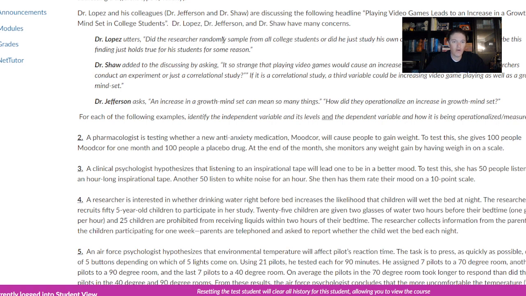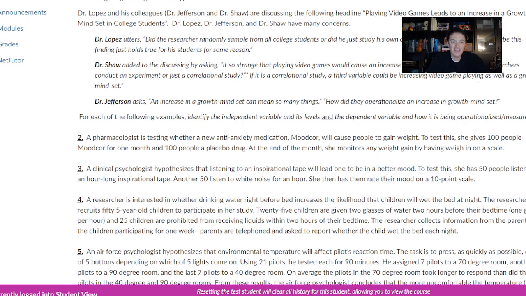So anytime we're talking about where did you get the sample, is this only true of these people or can we generalize it to everyone? That's going to be external validity. Dr. Shaw was asking questions about, was this an experiment or a correlation? What about third variables? What about this? What about that?